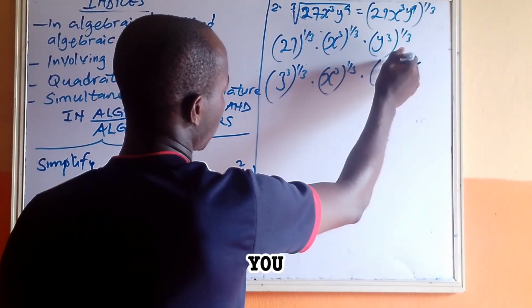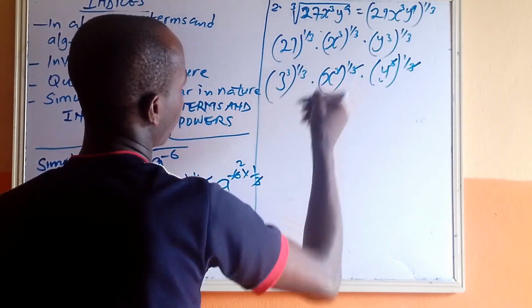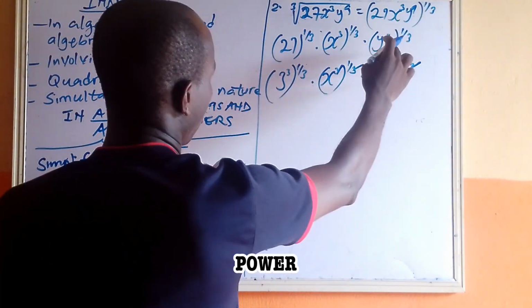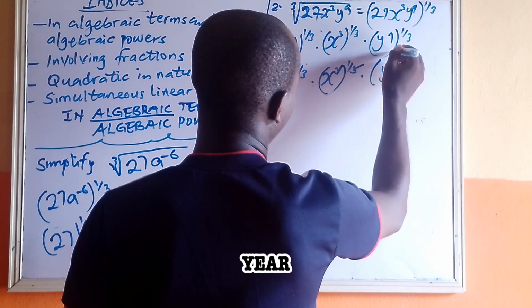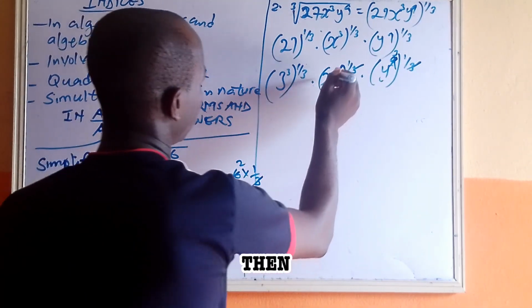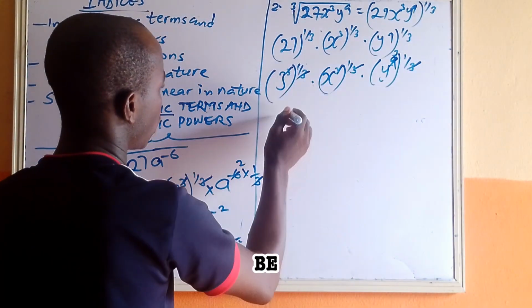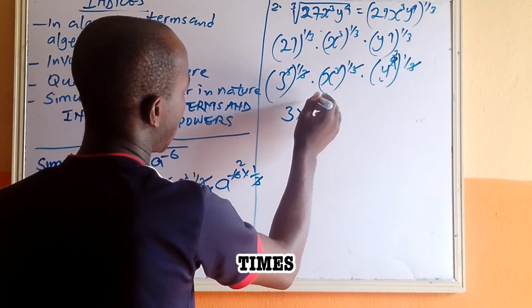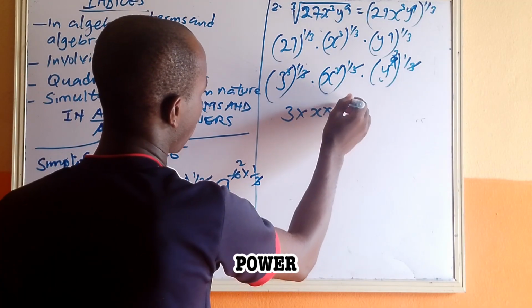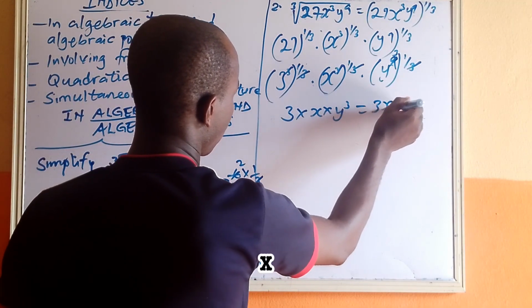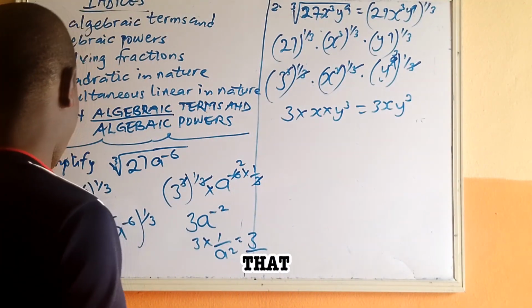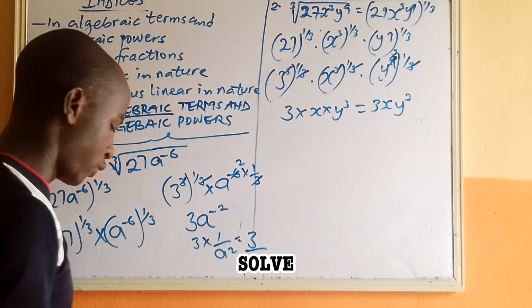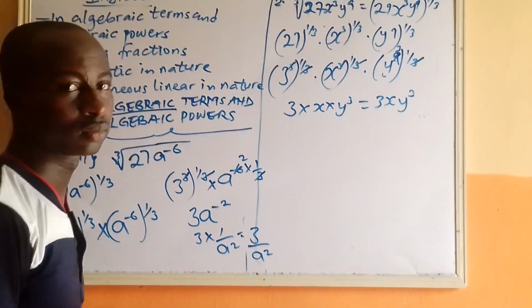So this will cancel themselves out. Sorry, y is power 9. So 3 here, 1, 3 here, 3. Then 3 will cancel 3. So we're going to be having 3 times x times y raised to power 3, which will give you 3x y raised to power 3. So when you see questions like that, that is how to solve them without hesitation.